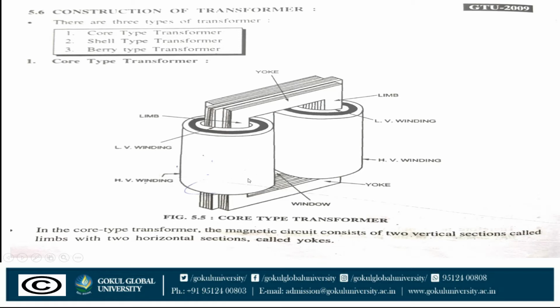part of this core is called limb 1, and this is limb 2. On the limb, first we wind the LV winding, means low voltage winding, then the high voltage winding. The low voltage winding is on the inner side and the high voltage winding is on the outside. In the core type transformer, the magnetic circuit consists of 2 vertical sections called limbs. This is section 1 and section 2. And the horizontal section is called the yoke.